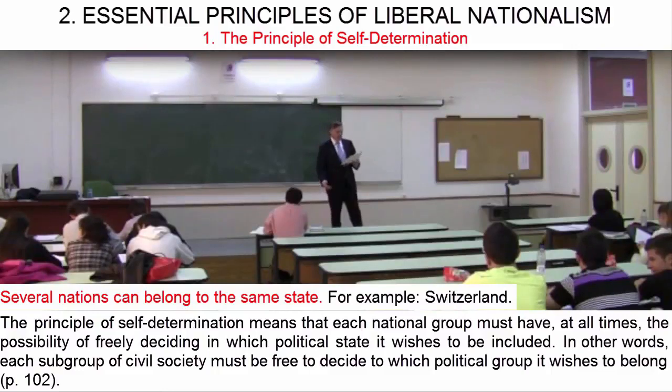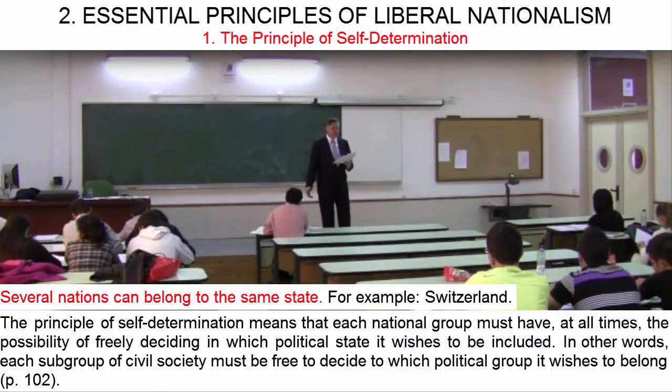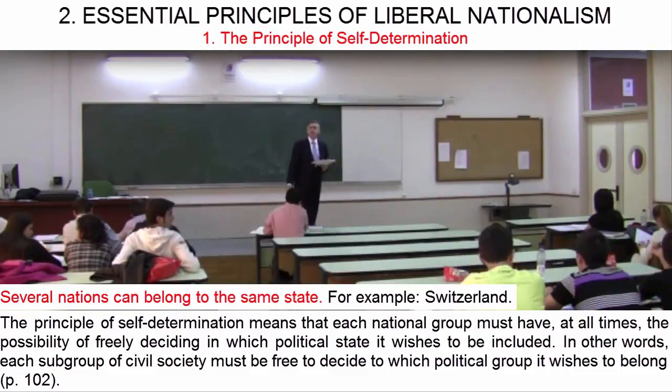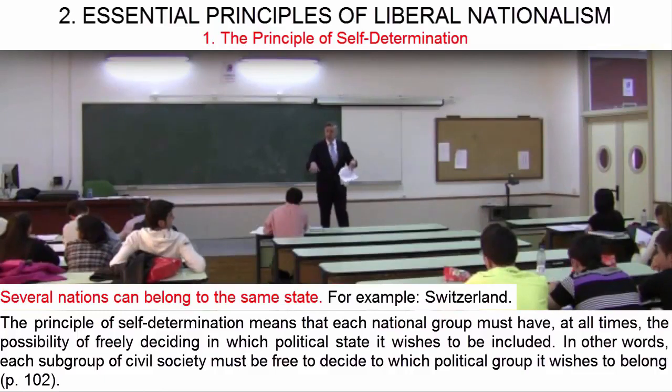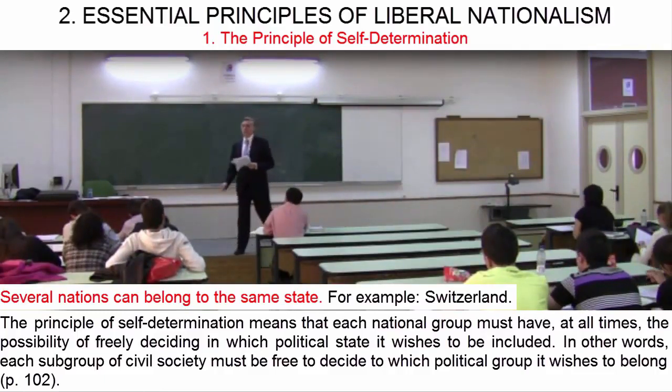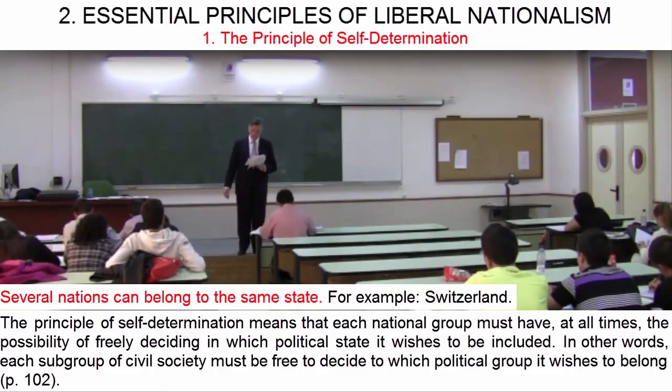Such is the case of Switzerland, where part of the Italian nation, part of the French nation, la Suisse romande, and part of the German nation peacefully coexist. In fact, the Swiss learn German, Italian and French, regardless of whether they belong to the French nation, the Italian nation or the German nation.